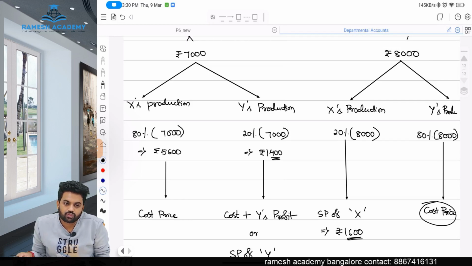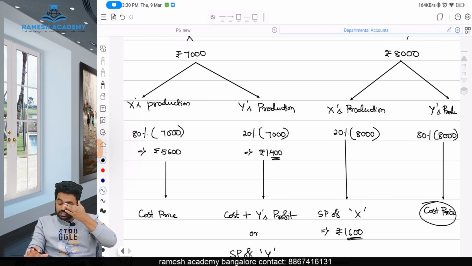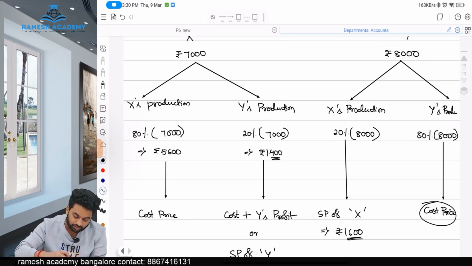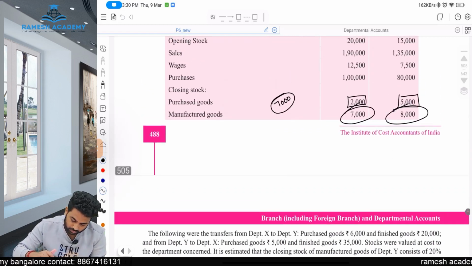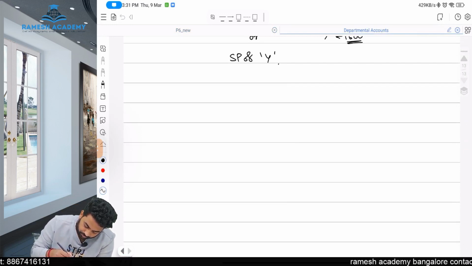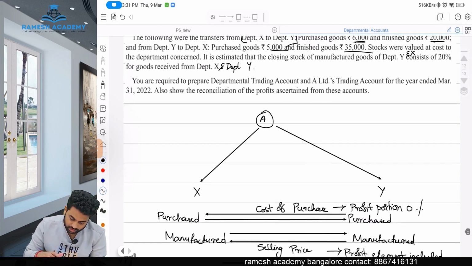Fine. Now the question comes, okay sir, what we got now is the split of goods. Now to find out how much is the unrealized profit, don't you think we want a profit percentage? Yes, we want a selling profit percentage. Whether they have given? No. So GP of X, how much is it?